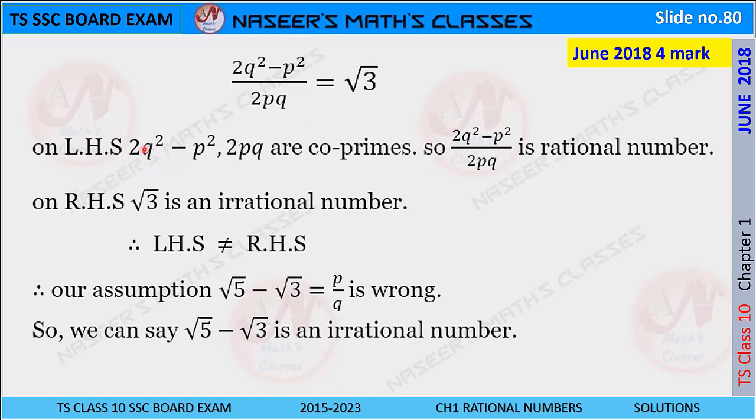On LHS, 2q square minus p square and 2pq do not have any common factor other than 1. So we can say (2q square minus p square) by 2pq is a rational number. On RHS we have root 3. It is an irrational number. Therefore we can write LHS is not equal to RHS. So our assumption that root 5 minus root 3 is equal to p by q, a rational number, is wrong. So we can say that root 5 minus root 3 is an irrational number, hence proved.